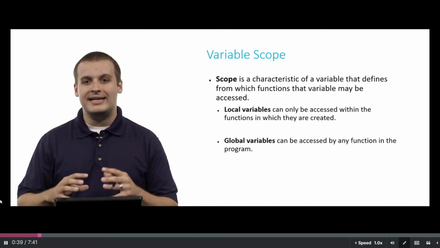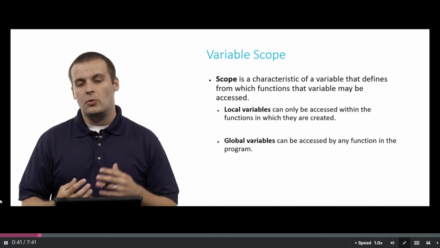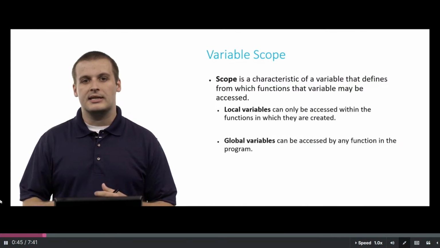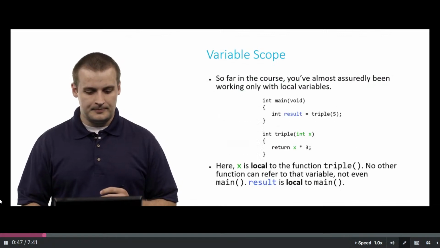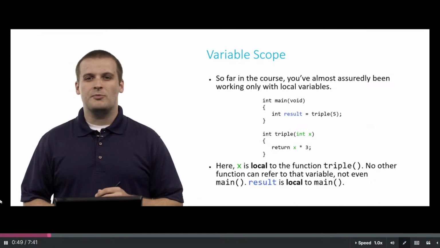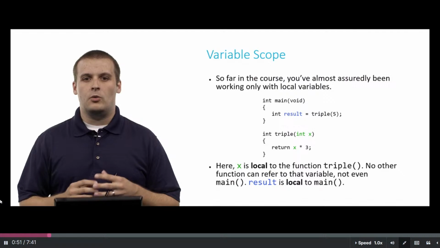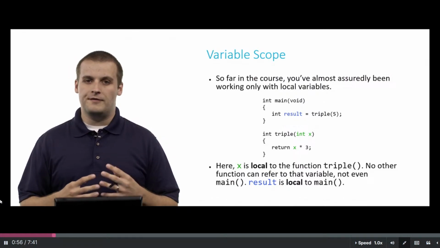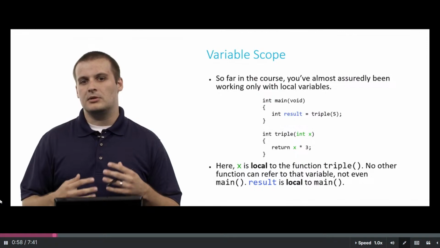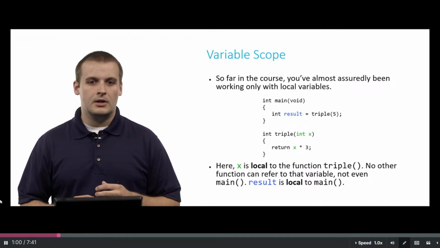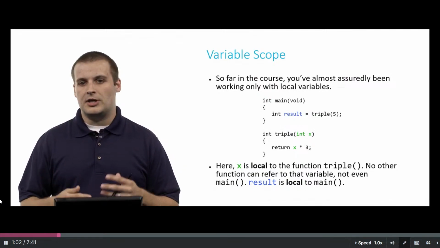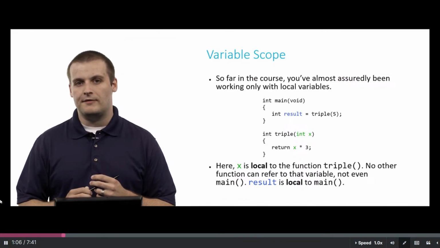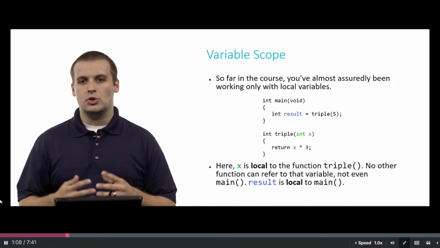We declare them outside of all of the functions, which means that every function knows where it is and can access and manipulate it. So far in the course, you've pretty much been working exclusively with local variables. Here's an example of a very, very simple main function and a very simple additional function that we've written. In this case, x, which I've colored green just to highlight the locality or the scope of that variable, is local to the function triple.